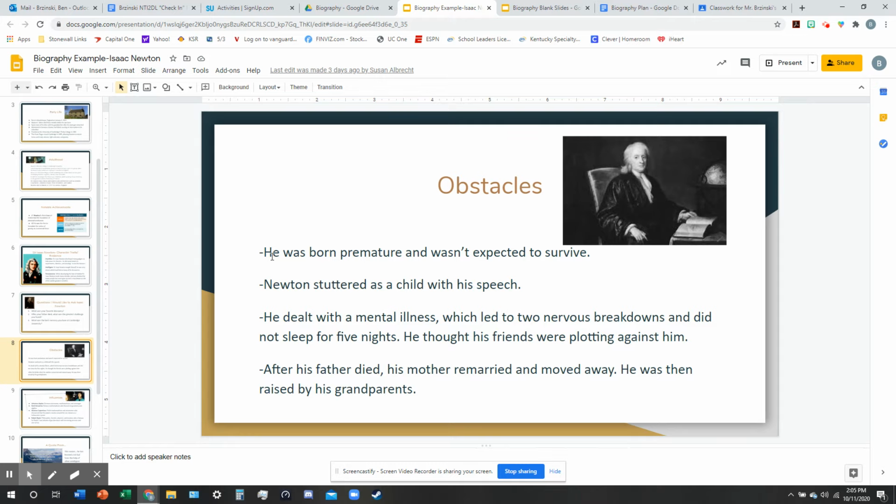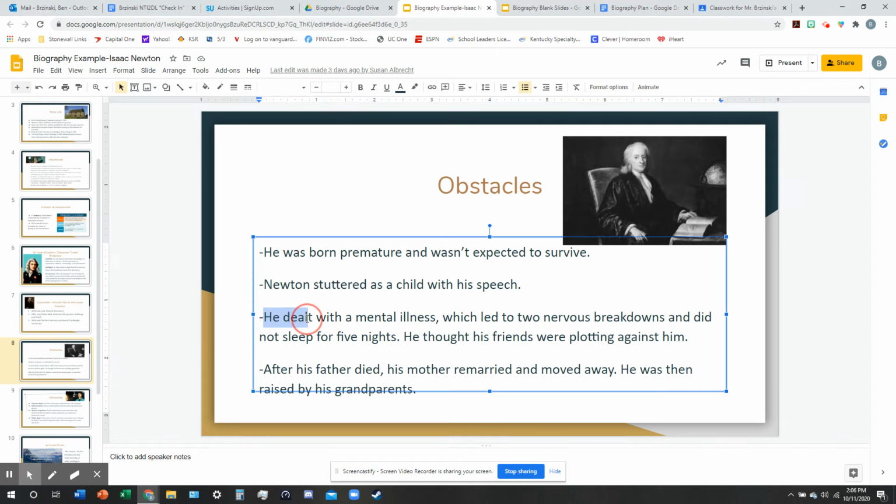Early in his life, he was born premature. He wasn't expected to survive much longer after birth. After that, while he was a child, he stuttered. He had a speech impediment. And then later on, he dealt with a mental illness, which led to 2 nervous breakdowns. He did not sleep for 5 nights in a row. He thought his friends were plotting against him. So that was a difficult time for him as well.